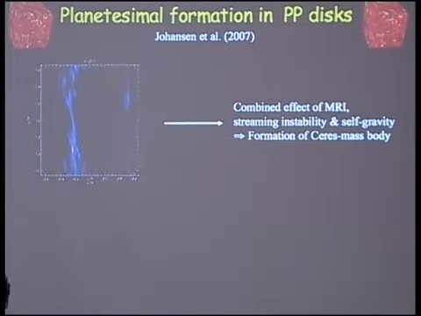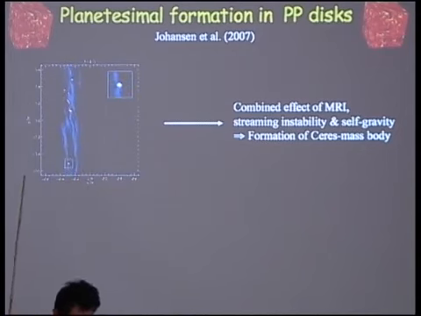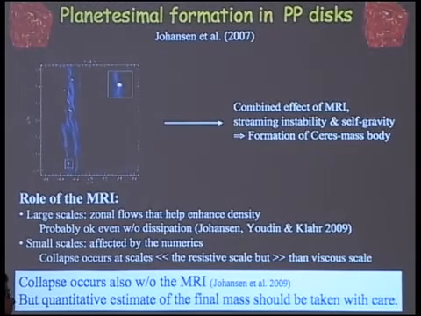And some more work needs to be done on that. So the last and final paper I want to discuss is this famous Nature paper by Johansen et al., in which, through the combined effect of the MRI, the streaming instability, and self-gravity, they found the formation of Ceres-mass bodies, as shown in this movie. So again, here there are some issues as to the role of the MRI and whether it's treated properly.